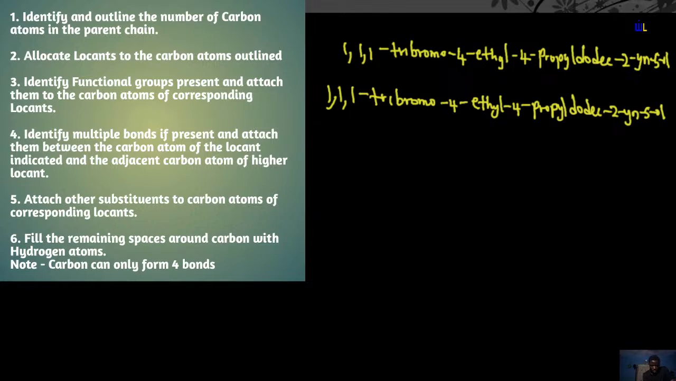1,1,1-tribromo, 4-ethyl, 4-propyl, dodec-2-ine-5-ol. If you do that, send the picture to the group, then I'll look it up. Once you're done with it, just send it to the group, then we'll now do the correction quickly.